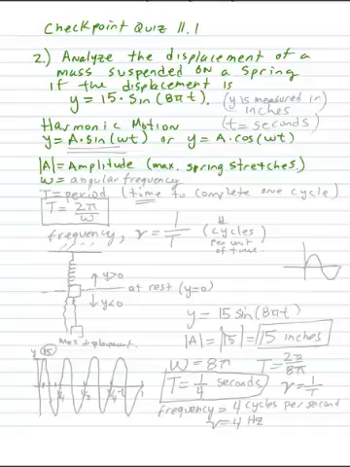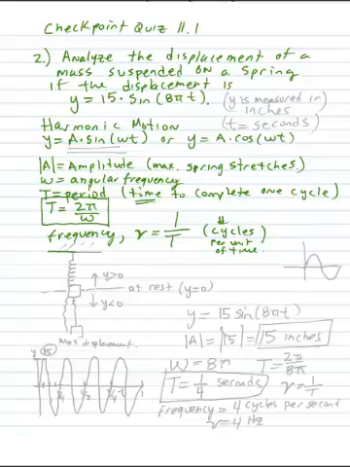Omega is the angular frequency, and the period, which is the time to complete one cycle of motion, is given by T is 2 pi divided by omega. The regular frequency is denoted by the Greek letter nu, which is equal to 1 divided by the period. And this is the number of cycles per unit of time. And the period is the time it takes to complete one cycle.